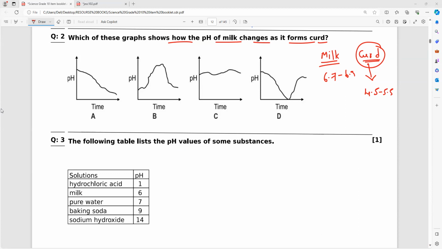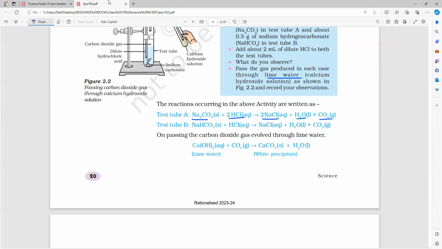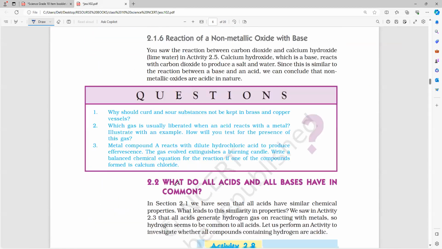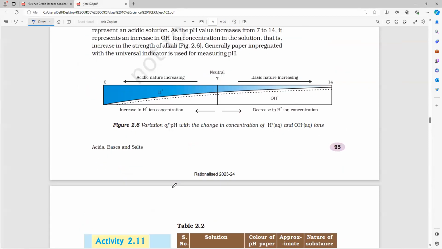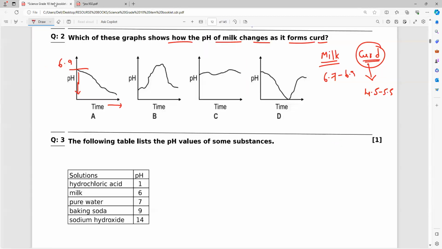Understand? So the pH value of milk is somewhere at 6.9, let me consider. Continuously there is a decrease. As time keeps on increasing, the pH value keeps on decreasing. Why? For acids, the pH value decreases as the acidic nature increases. For bases, the pH value increases as the basic nature increases. So for basic nature, pH increases; for acidic nature, pH decreases. So the only graph which shows a continuous decrease is A.